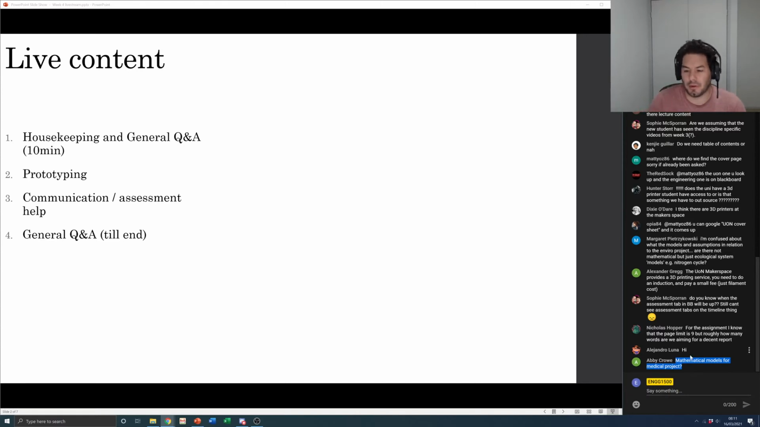Mathematical models for the medical project, Abby, you're in a similar boat as the Enviros, that a lot of what you do doesn't have the really hard mathematical models around it. But you will see things like a really good one in the medical project is the difference between a digital and an analog signal. That's a huge, big modeling step where you take a continuous signal in the real world and you make it digital by breaking it up into steps. That's a mathematical modeling step that you do there.